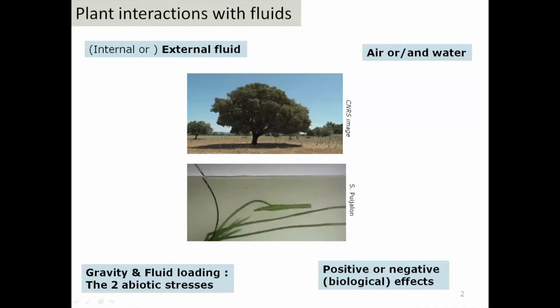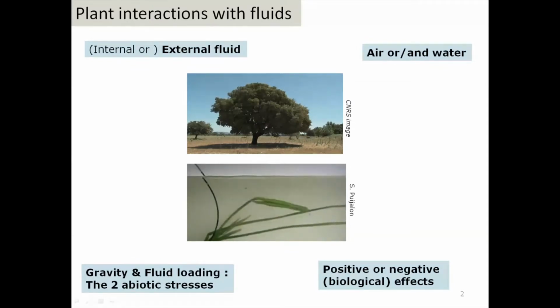So maybe I should give some general aspects first. Of course, there are fluids inside plants too, but I'm not going to consider this. It is a fascinating domain, of course. I'll just talk about external fluids. Fluids can be air and water, sometimes both for the same plants, not at the same time, but in different parts of the year, for instance, or in flooding.